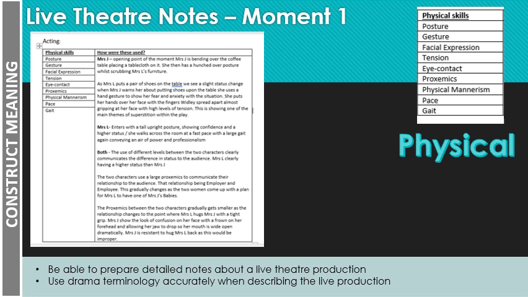Miss Johnson shows the look of confusion on her face with a frown on her forehead and allowing her jaw to drop so her mouth is open wide dramatically. Miss Johnson is resistant to hug Miss Loynes back as this would be improper. So that's some of my notes in this very first moment of the physical acting skills.